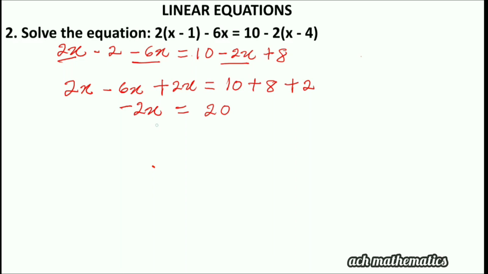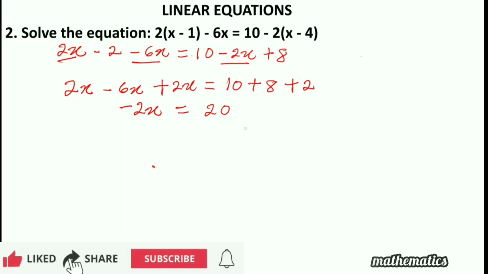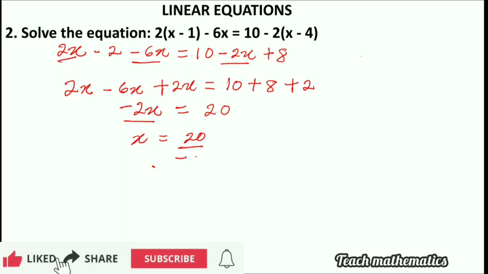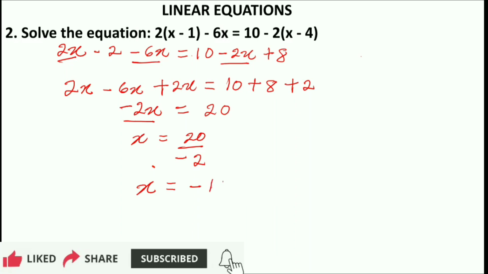The next thing to do here is to divide the other side of the equation, because you have simplified the left hand side, you have simplified the right hand side. So the next step is to divide the other side by the coefficient of x. The coefficient of x here is minus 2, so we say x equals to 20 divided by minus 2, and x equals to minus 10.